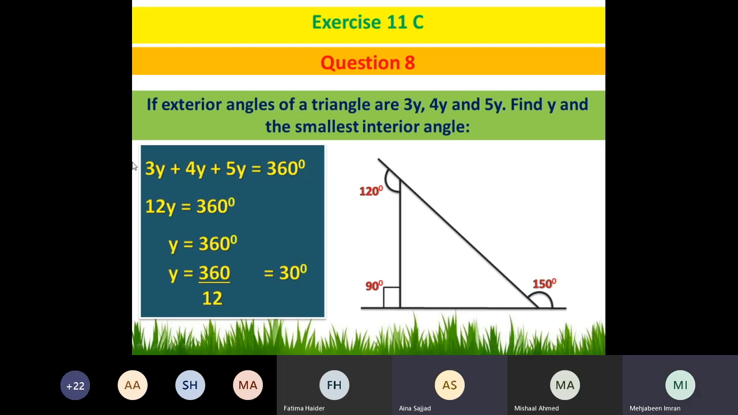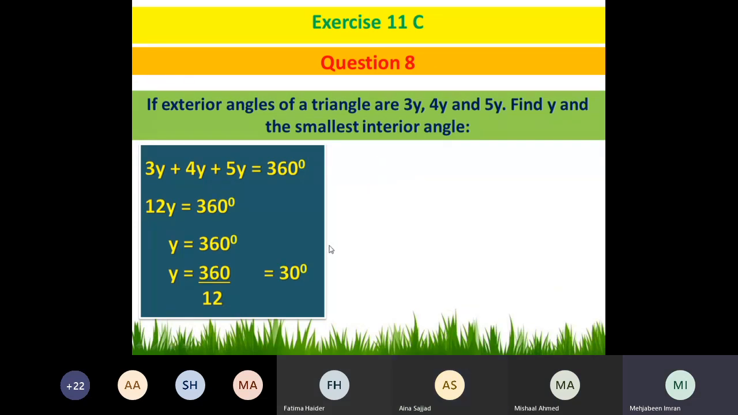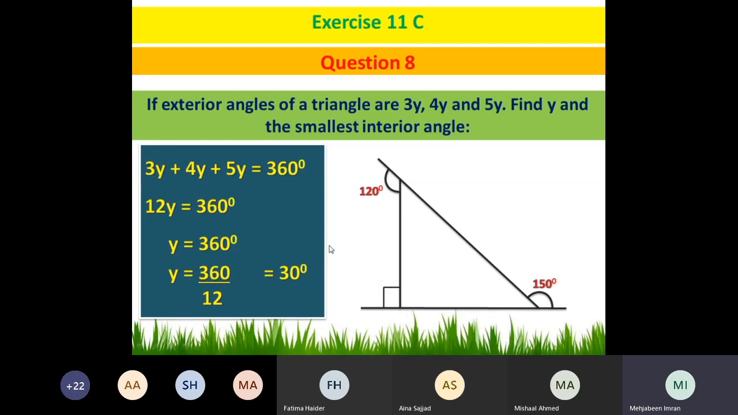Okay. Now there is more working, but I want to confirm that is it clear up till now? Yes. Now exterior angles made the things easier for us. We know the sum of exterior angles of a triangle is equal to 360 degrees. So when we add all the three exterior angles, it's 360. Add the like terms. 12 will go and divide. We found the value of unknown, that is y. Now we found the first exterior angle, and second and the third. And I drew this diagram for your convenience. Now, first part of the question we have done.